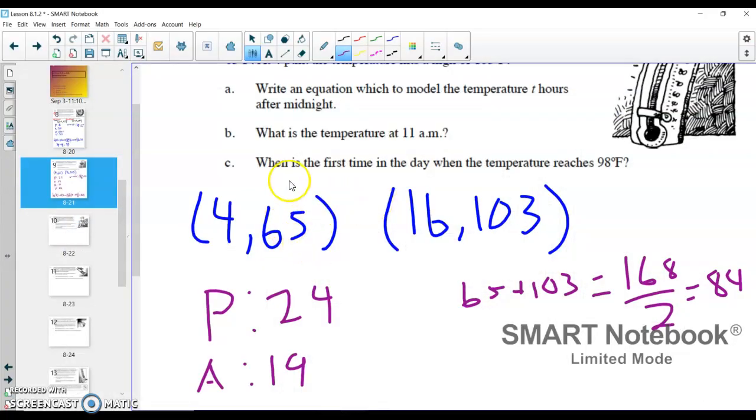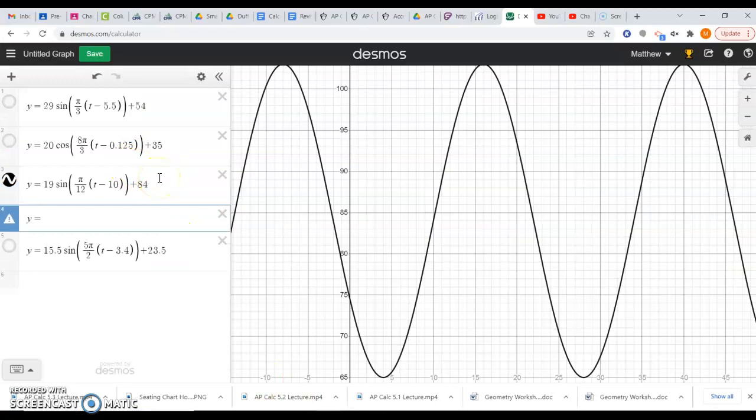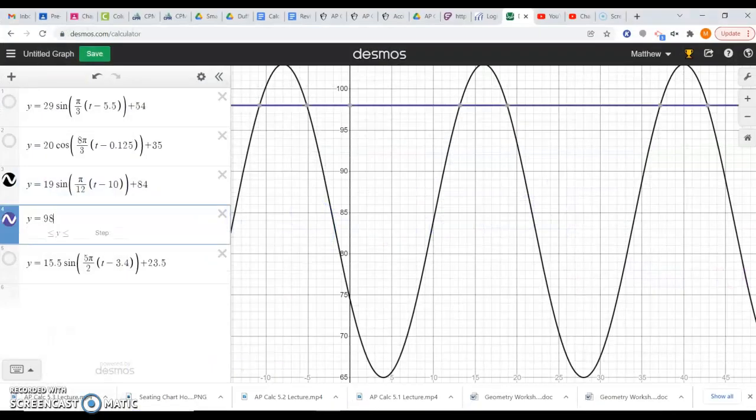Going back to the t value, of course they're going to ask us, when is the first time in the day that the temperature is going to reach 98 degrees? So I'm going to set, as I've done before, y equal to 98. The first time that happens in the day is at 13.16, so that's a little bit after 1 p.m. that it would hit 98 degrees.